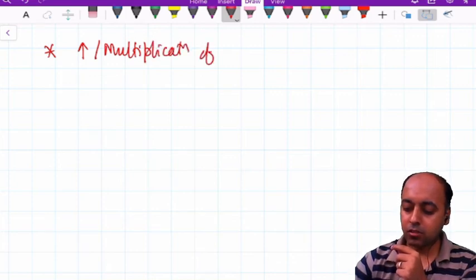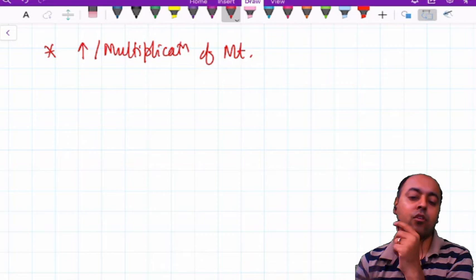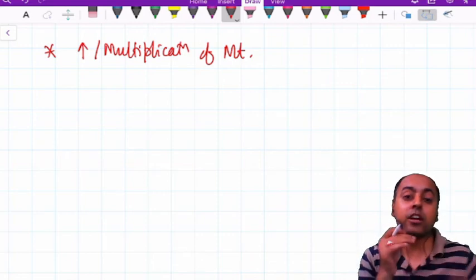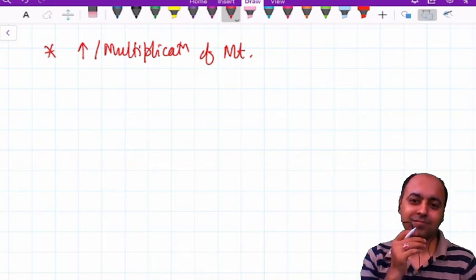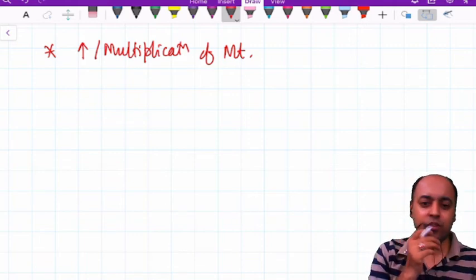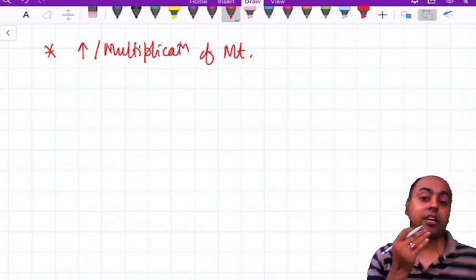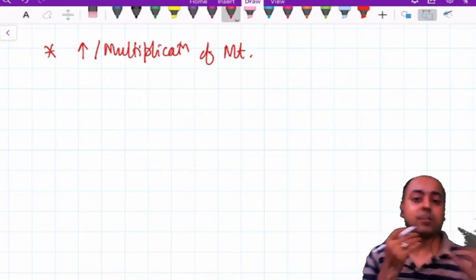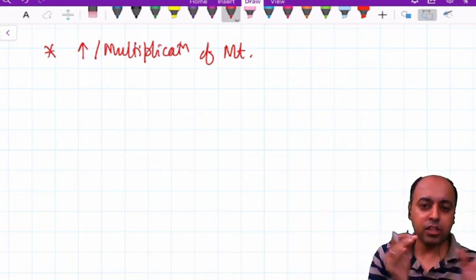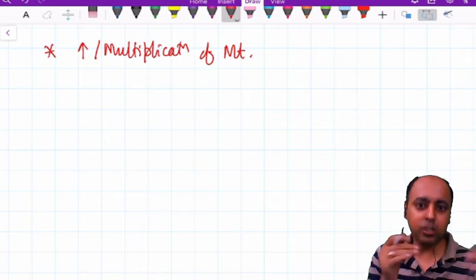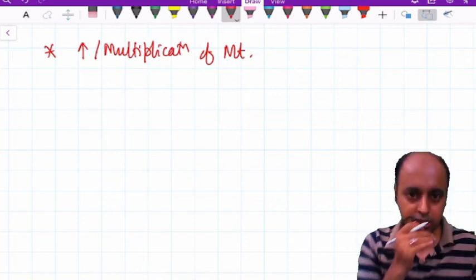Multiplication of mitochondria. From where will the new mitochondria come? The very important question. From where will the new mitochondria come? When the cell increases the metabolic activity, it requires more mitochondria. When the cell is about to divide, during division, each cell will have only half of the mitochondria. So now the number of mitochondria have to be increased.